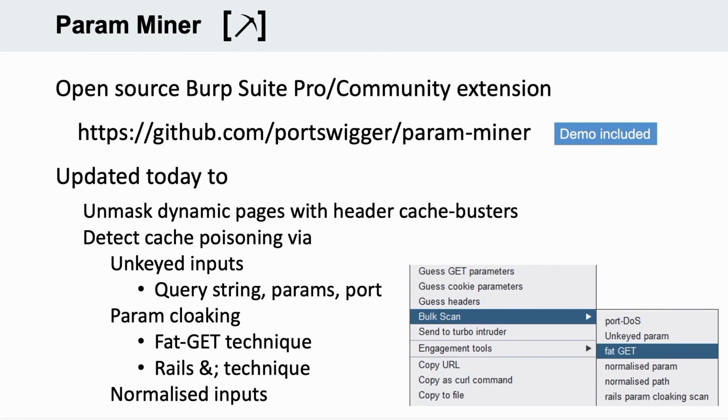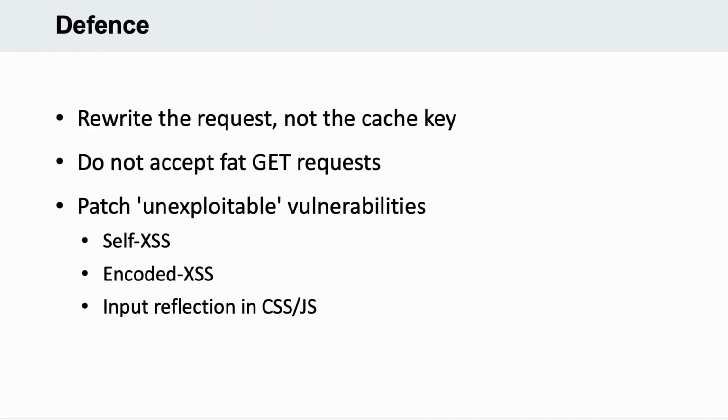Please check it out. As far as defense goes, the key thing is, if you want to make these optimizations, just rewrite the request, not the cache key. This is vastly safer. Also, don't accept fat GET requests, don't use Rails, I guess, or see if you can patch it. And if you're using caching, it's really important to patch unexploitable vulnerabilities.